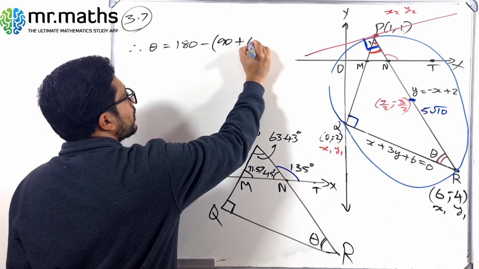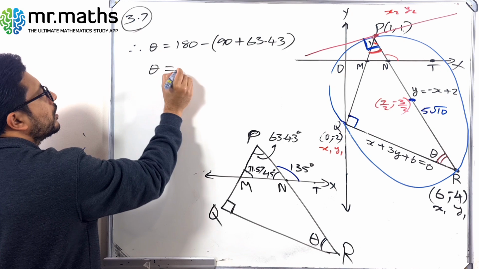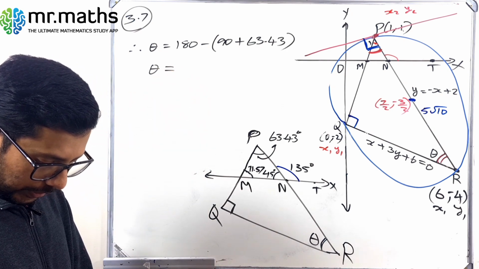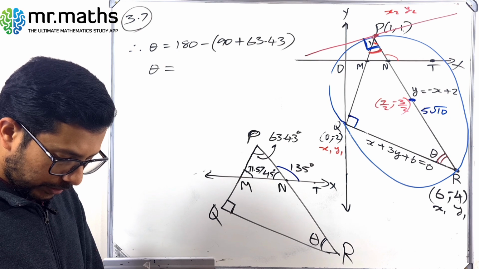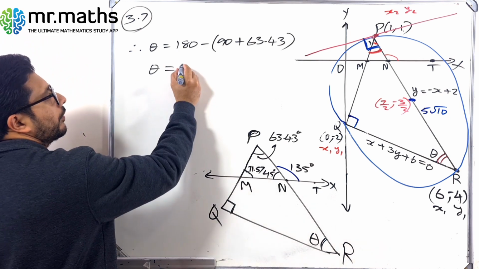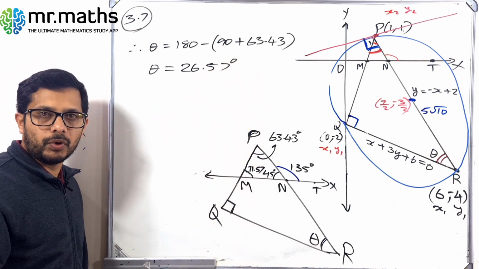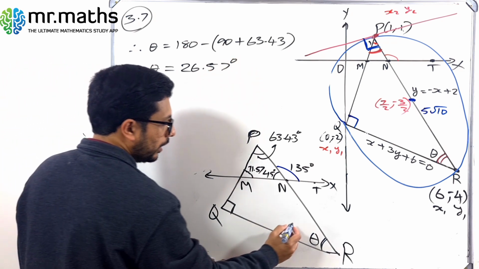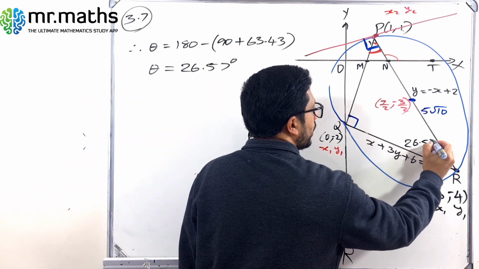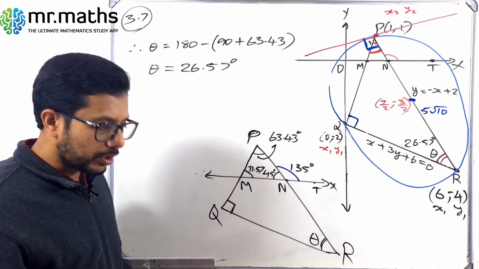which we got as 63.43. So now theta is equal to, check in your calculator, what is the answer? 180 minus 90 plus 63.43, 26.57. In your calculator you will get 26.57. So it means that this angle theta is 26.57 degrees. You understand? Okay, so that is question number 3.